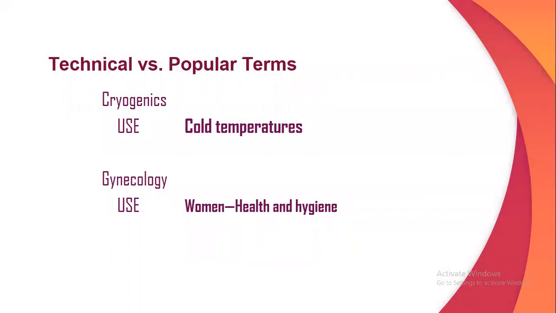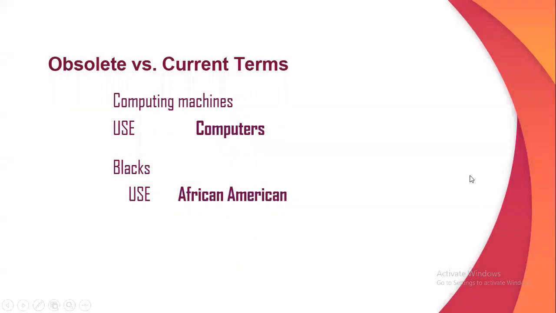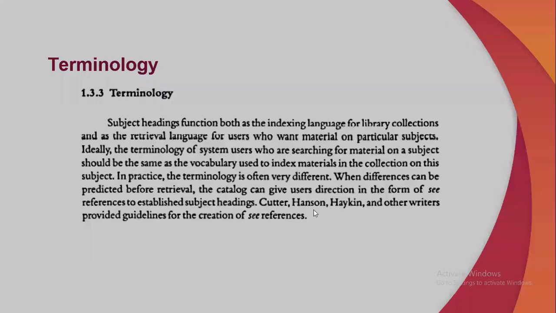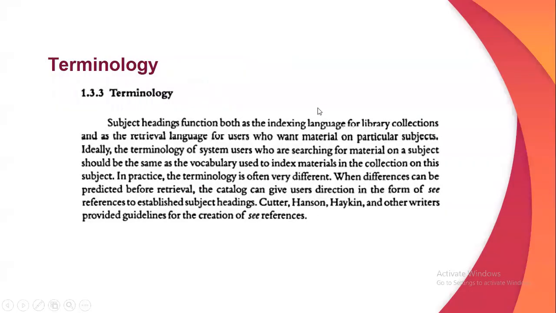So for technical versus the popular terms, instead of cryogenics, you use cold temperatures. So instead of gynecology, you use women-health and hygiene. So for the obsolete versus the current terms, instead of this obsolete one, the computing machine, you use computers. And instead of the obsolete term for Black people, you use African American. So next is the terminology.